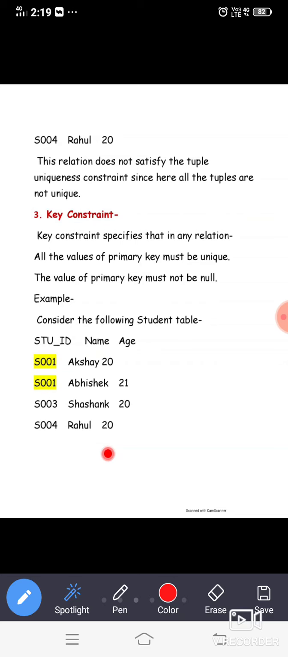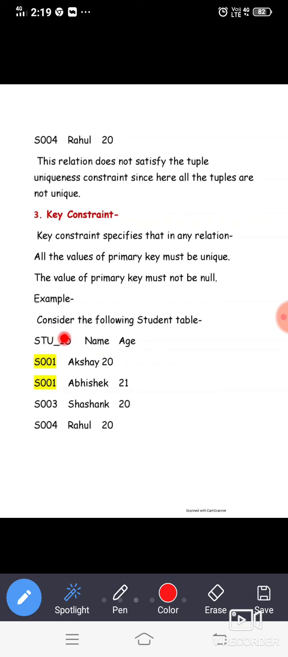So here the key constraint is the rule which is related to the keys. Tell me whether this particular table is following the key constraint or not. What does the key constraint say? For example, I am taking this as a primary key. We already know we always take the student ID as the primary key. Whenever we take this as the primary key, we should guarantee that no two roll numbers or no two student IDs are the same.